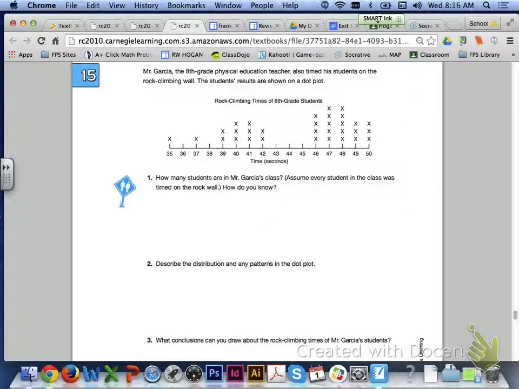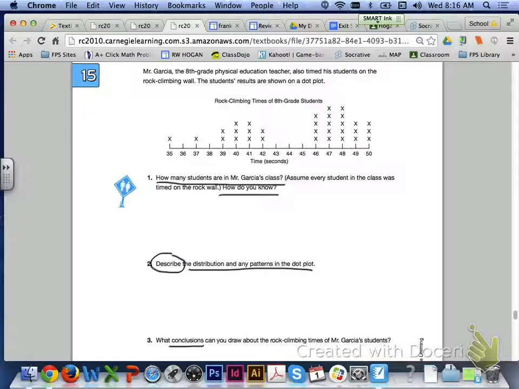Let's turn to problem 2 on page 1056. Don't forget the 8th graders, they can rock climb too. Mr. Garcia, the 8th grade Phy-Ed teacher, also timed his students on the rock climbing wall. The students' results are shown on a dot plot. After analyzing the dot plot of the rock climbing times of the 8th grade students, I would like you to answer questions 1 through 3.